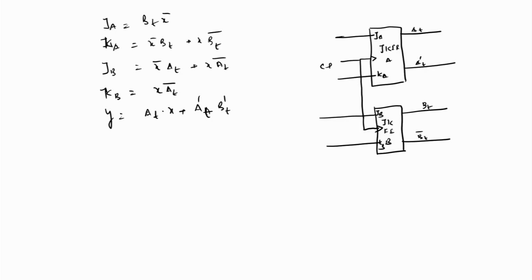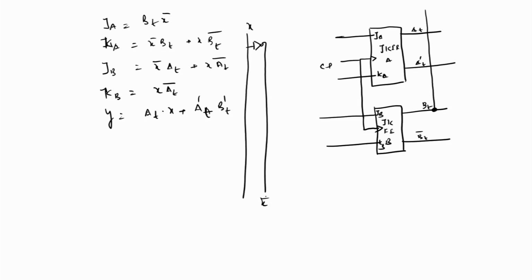What happens here for the expression J, that is BT into X complement. Simply BT is taken from here, this is input X, and here is input X complement. X complement is taken from here and BT is taken from here, and both are combined using an AND gate, and this is supplied to the J input. Similarly, for designing K, what is K?